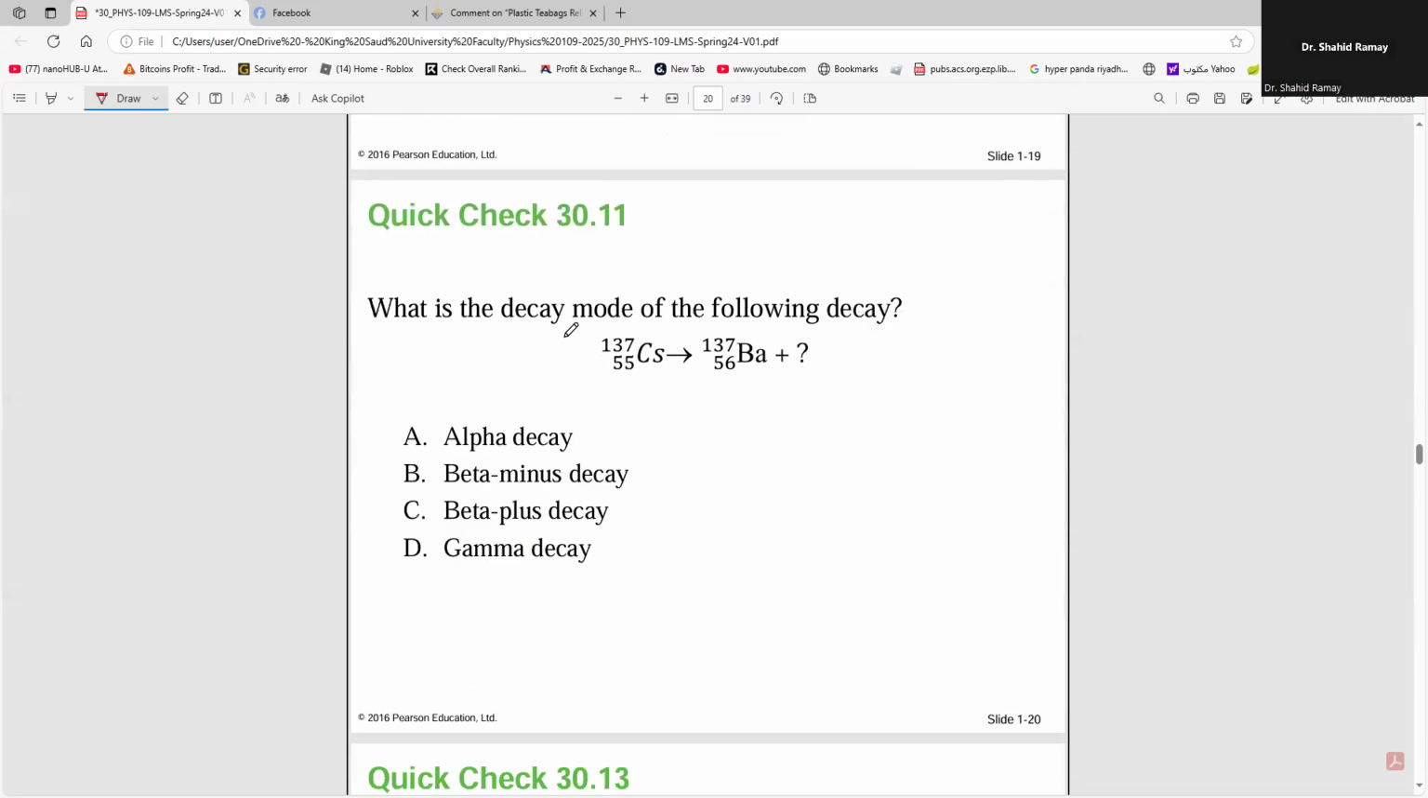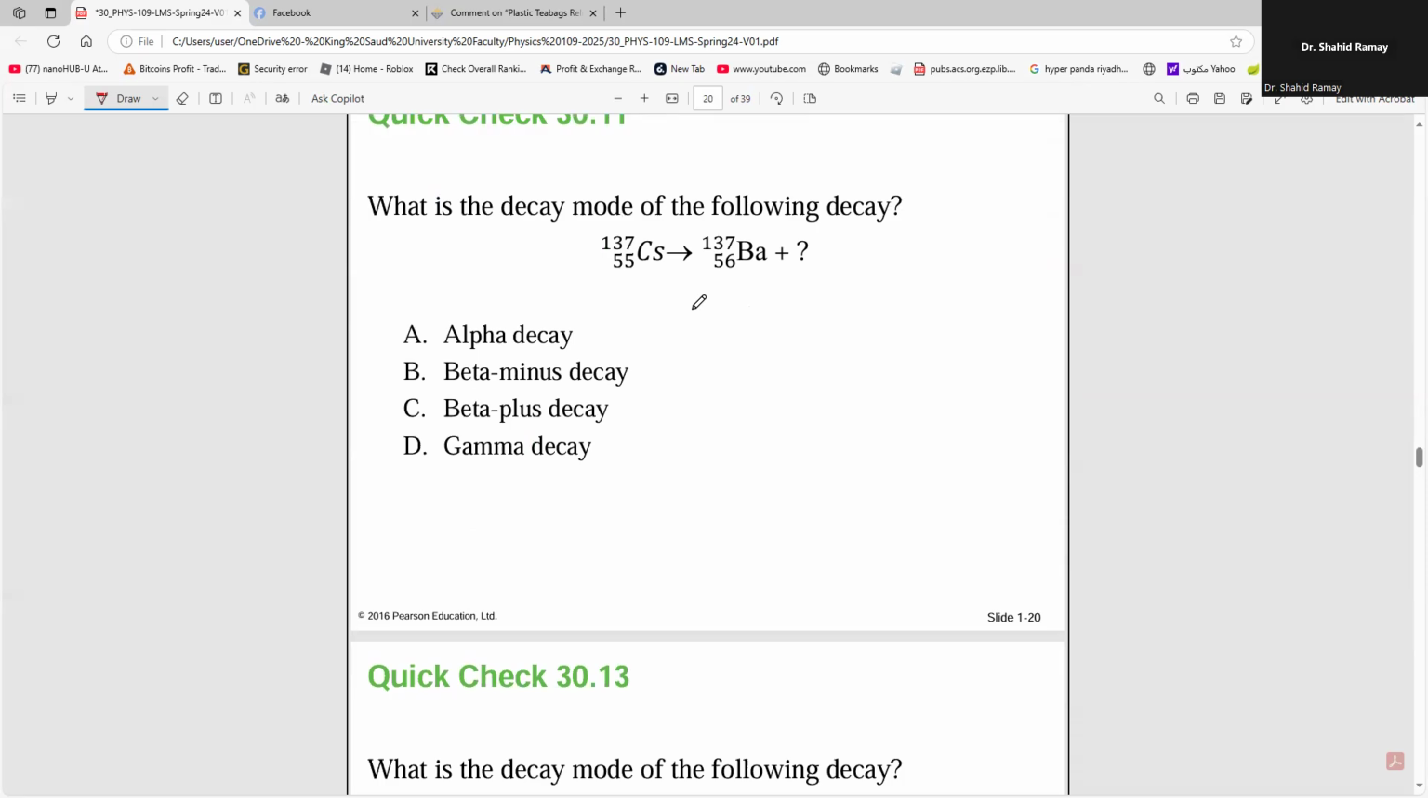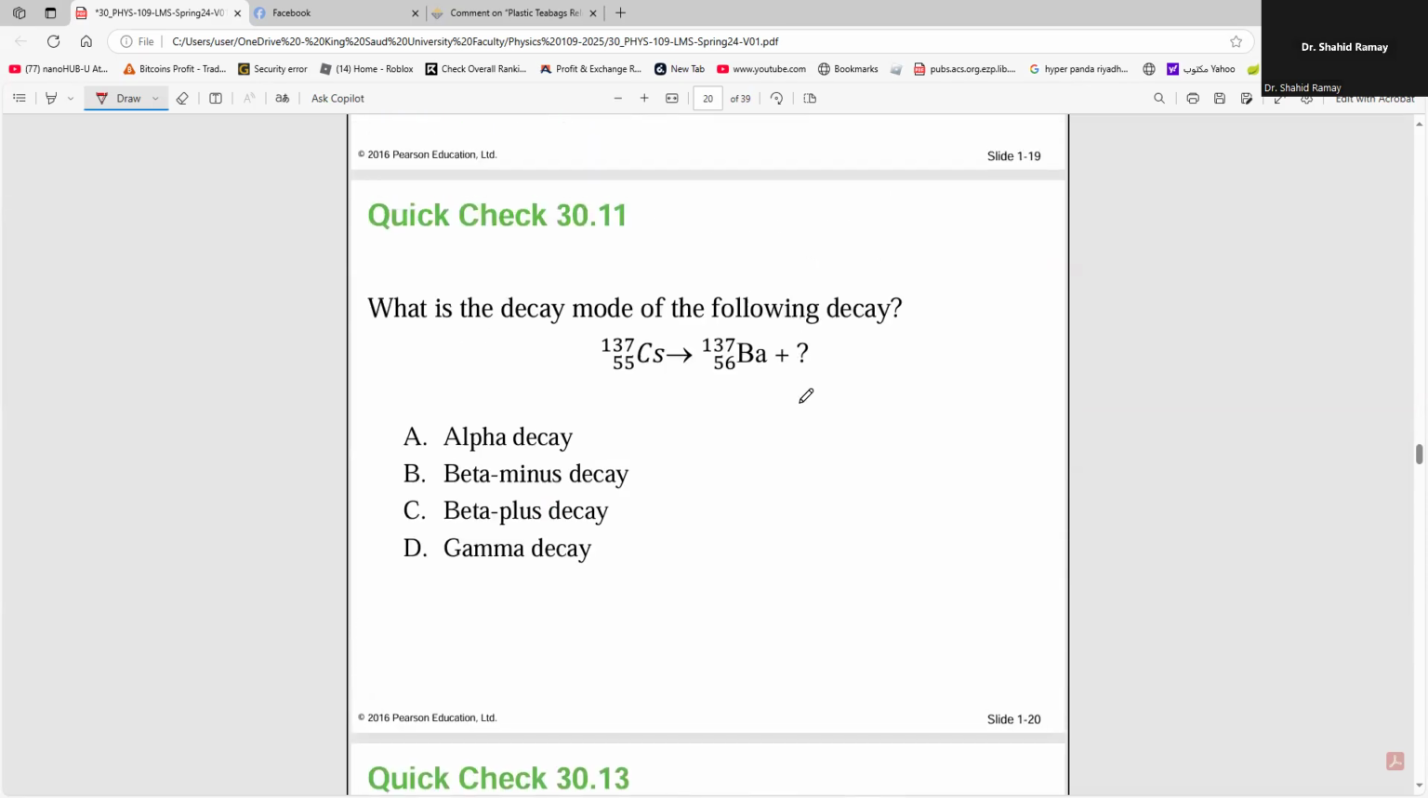So similarly, what is the decay mode of the following? Is it alpha decay or beta decay or what? Here you can see it is 55, it is 56, so here it will be beta plus. In beta plus, Z is increased by 1 and A remains the same.